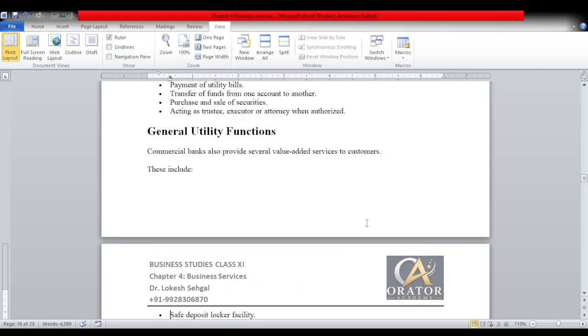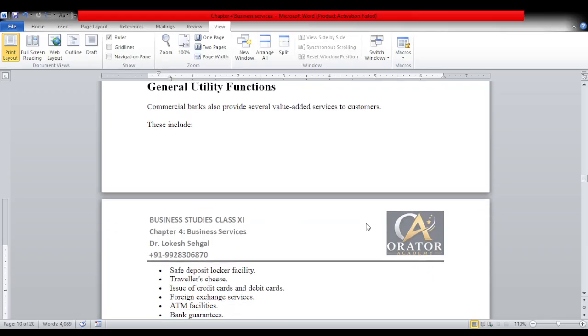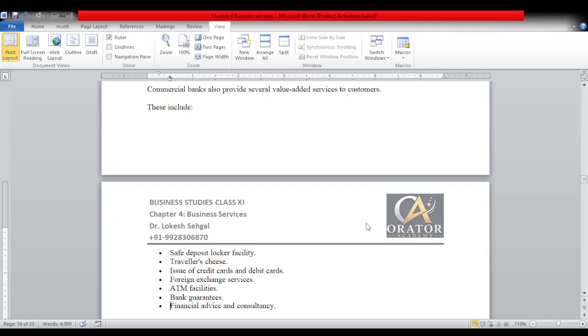Commercial banks also provide several value-added services to the customer. These include safe deposit locker facilities, traveler's cheques from a traveling or tourism point of view, issue of credit cards and debit cards, as you know it very well, and foreign exchange services to exchange your money into the particular currency. When you are willing to visit a particular country, you can get your money exchanged through foreign exchange services, which is done through your commercial bank. ATM facilities, you know it very well.